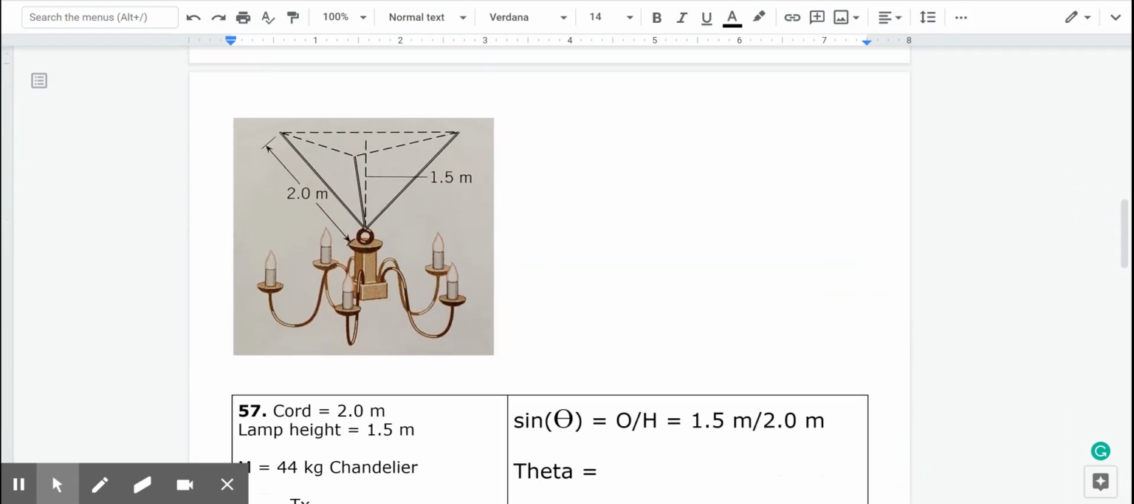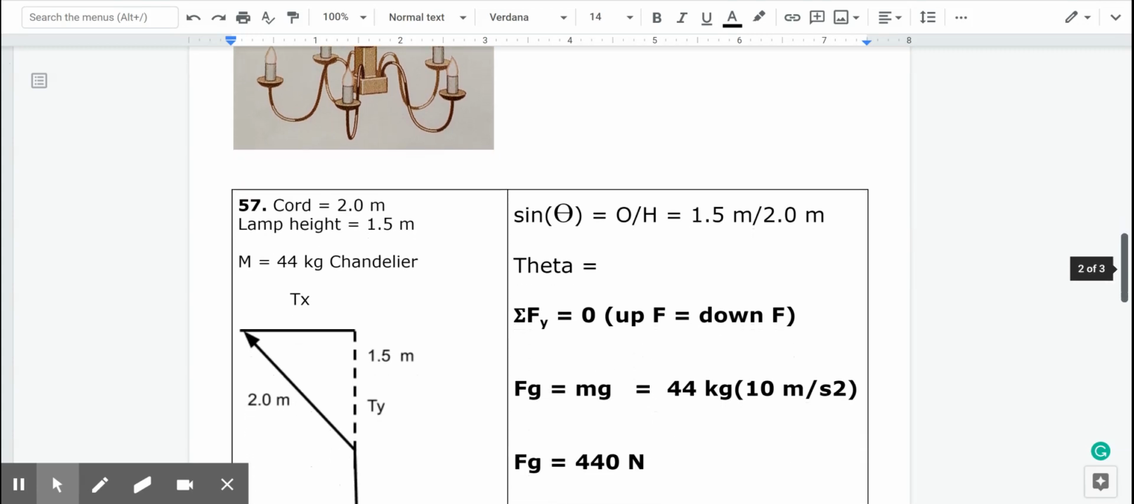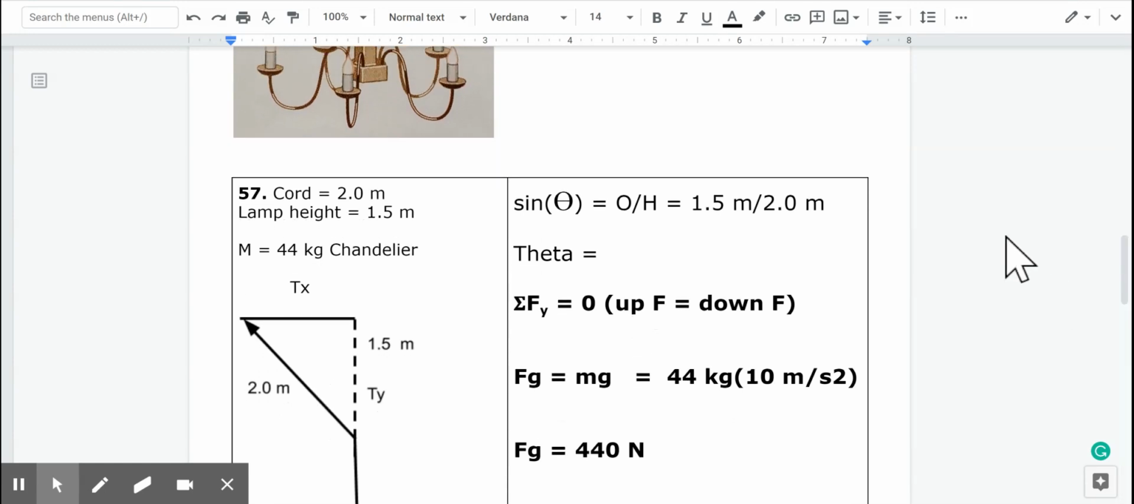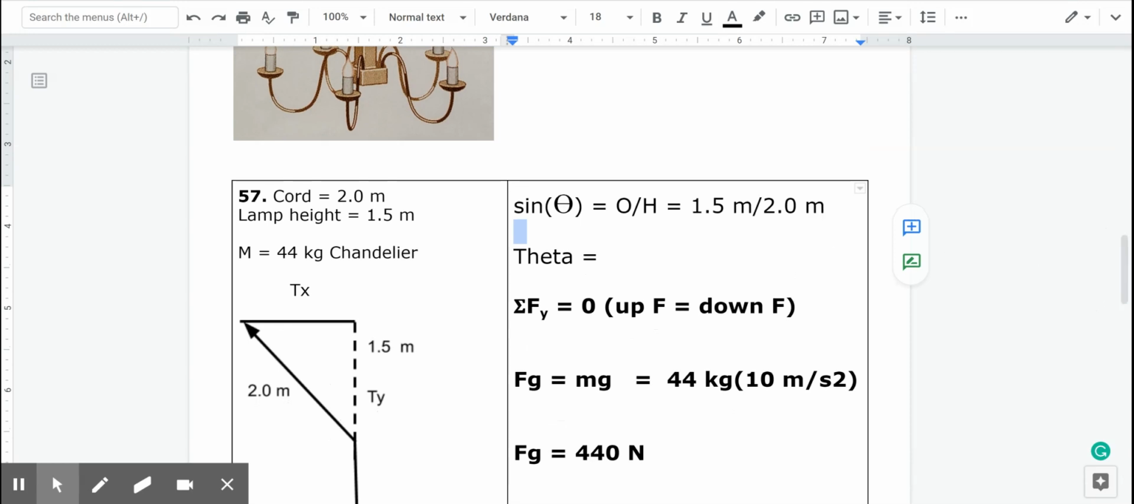Here is a chandelier held by three cables. And you need to find the tension in the cable. What makes this tricky is that, first of all, you're given a mass, and hopefully you remember in class that when you're given a mass, you've got to turn it into weight. Now, really, it's 9.8, but we're allowed to round it off to 10 and find easily that the chandelier weighs 440 newtons.